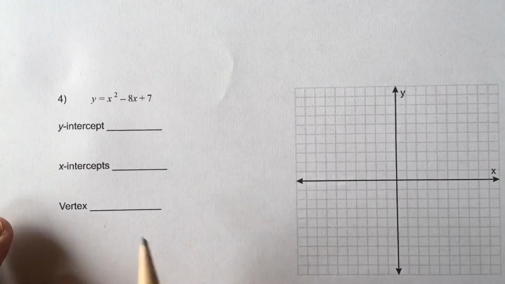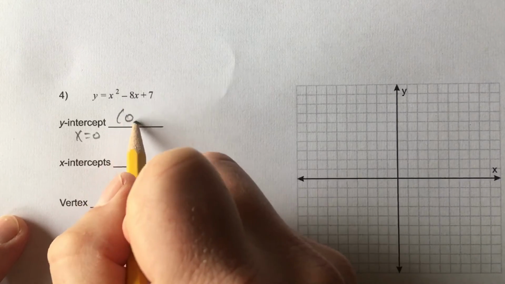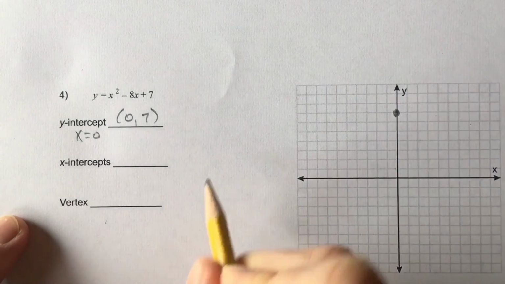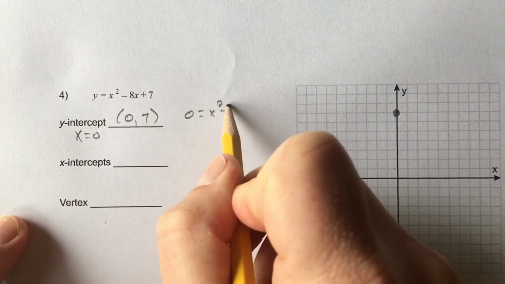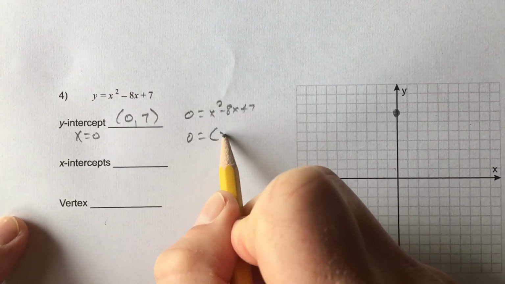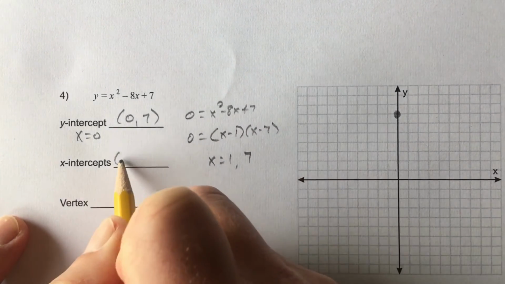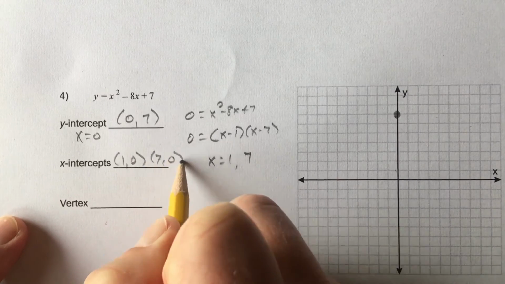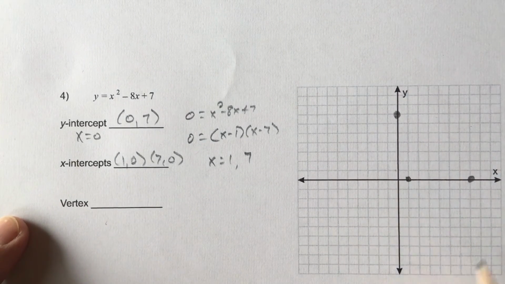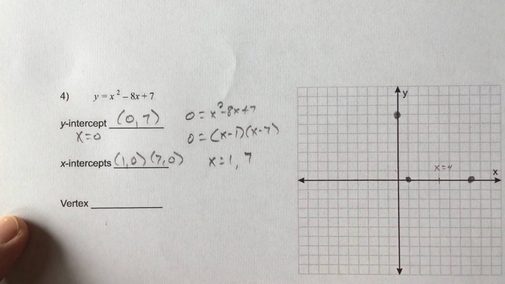Okay. All right, our last one here. I'm going to put 0 in for x, 0, 0, 7. So 1, 2, 3, 4, 5, 6, 7. All right, set it equal to 0. What are two numbers that multiply to equal 7 and add to equal negative 8? That'd be negative 1 and negative 7. So x equals 1 or 7. So 1, 2, 3, 4, 5, 6, 7. Okay. Now we want to go halfway between 1 and 7, and halfway between 1 and 7 would be 4.